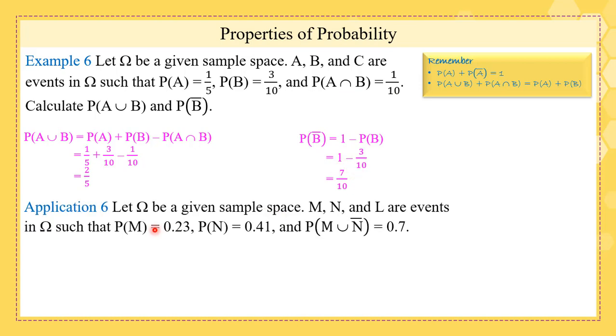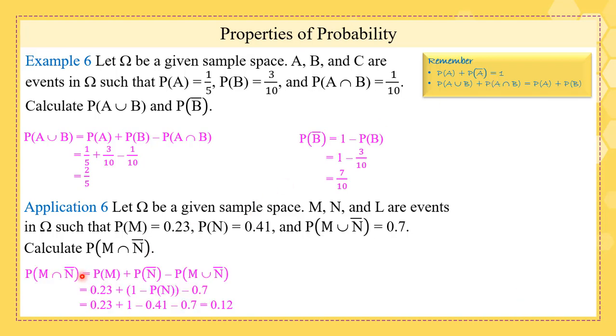Let's see this application. We have omega and some events. We need to calculate P of M intersection N bar. Try to do it alone. Well, the probability of M intersection N bar, if we apply the second property, this would be the probability. And in fact, we need here P of N bar, and it is 1 minus P of N. And we know M union N bar.